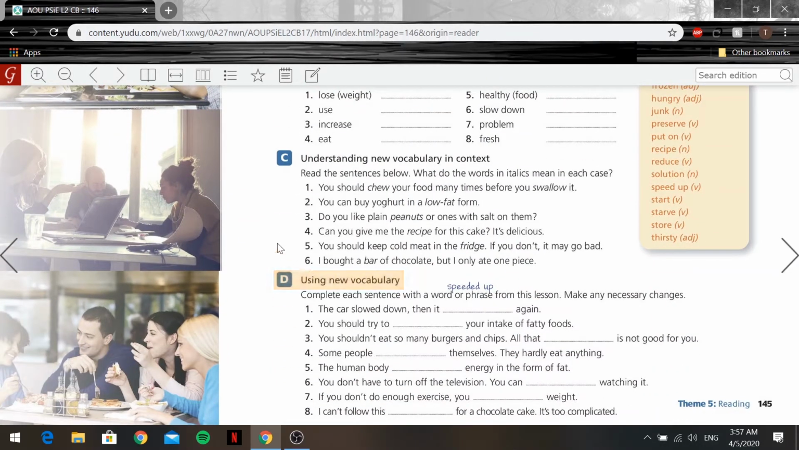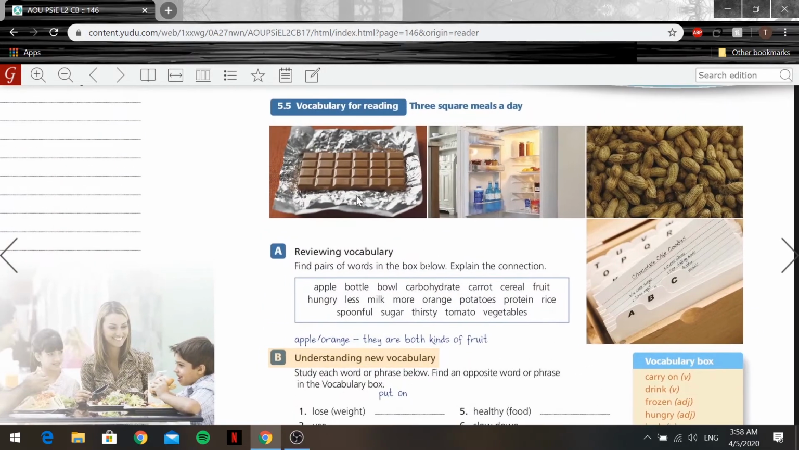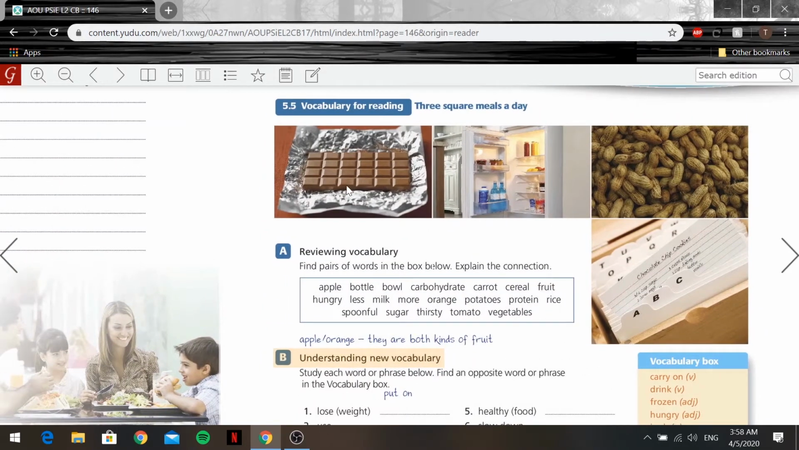6, I bought a bar of chocolate, but I only ate one piece. A bar of chocolate. We know what chocolate is, but what is a bar? A bar is not the place that you go to drink. A bar here simply means this. This is a whole bar of chocolate, and this is a piece of it. So this is a bar of chocolate.